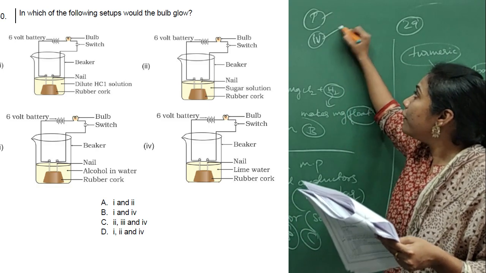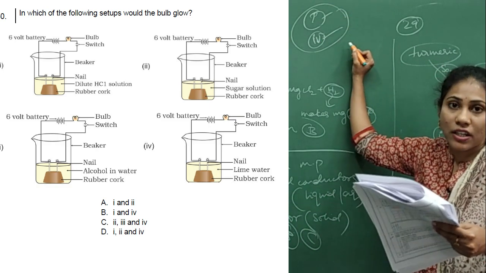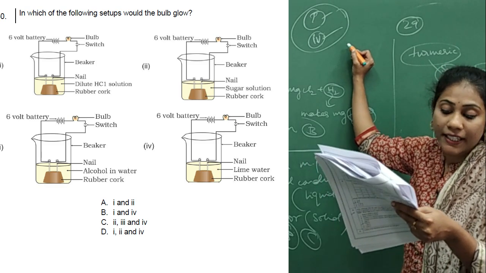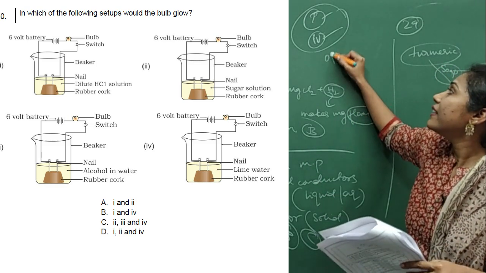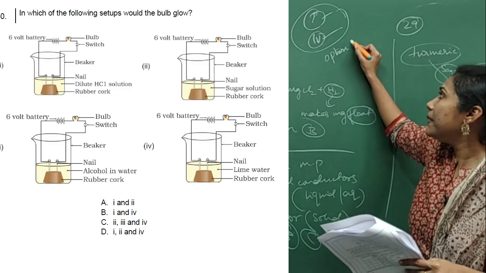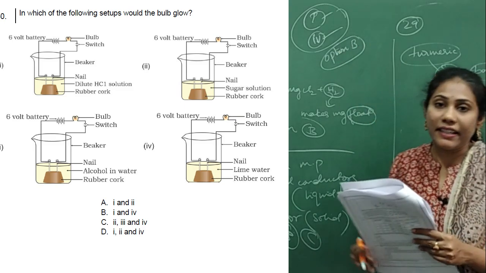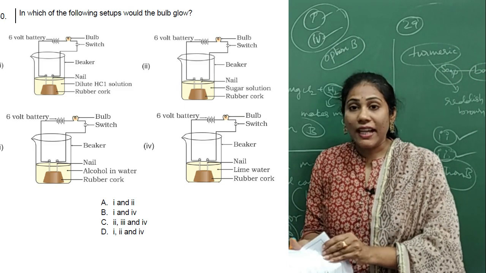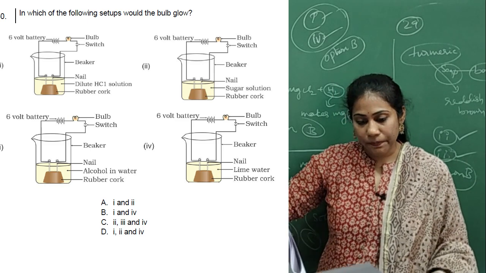So 1 and 4 are the correct pictures for glowing bulb. 1 and 4, where did they mention? They have mentioned it in option B. So option B is correct answer. Okay. So that is about your question.